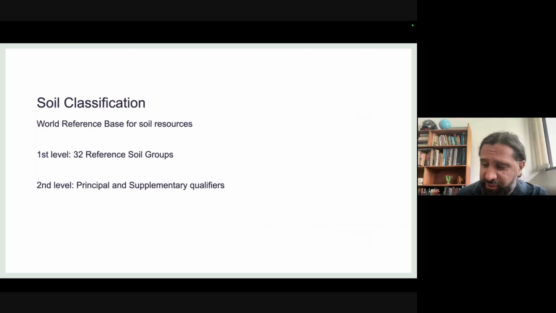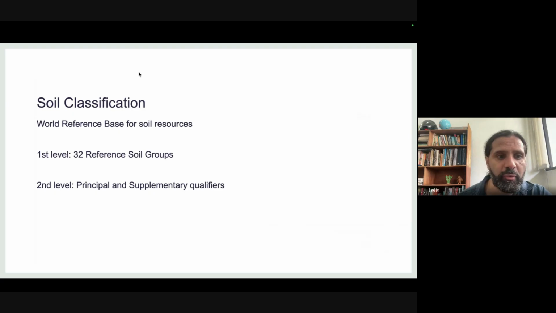The classification according to WRB is easier than soil taxonomy because now we have only two levels. When we classify soils according to soil taxonomy, for example, we have 8 levels. We have a lot of levels to consider, and each level has some specific criteria. Well, in the WRB, we just have 2.